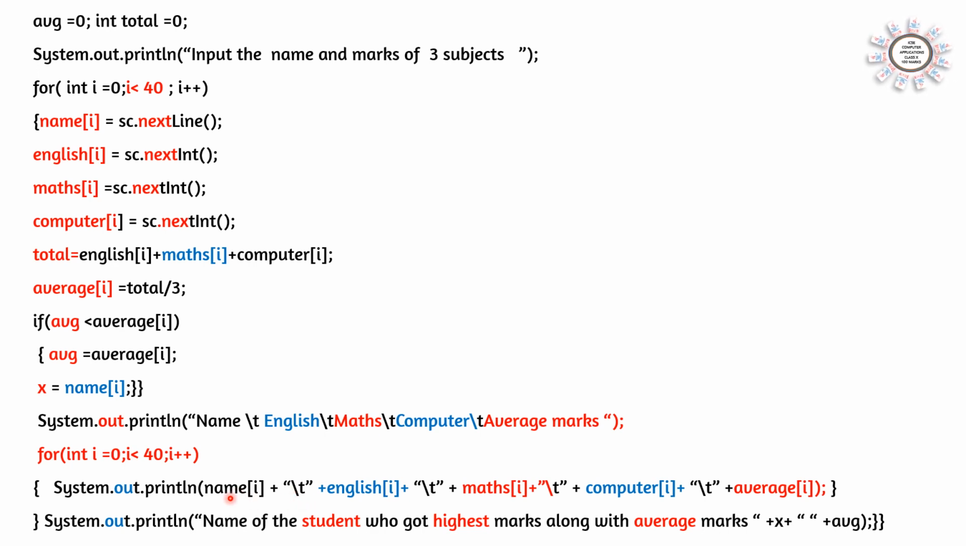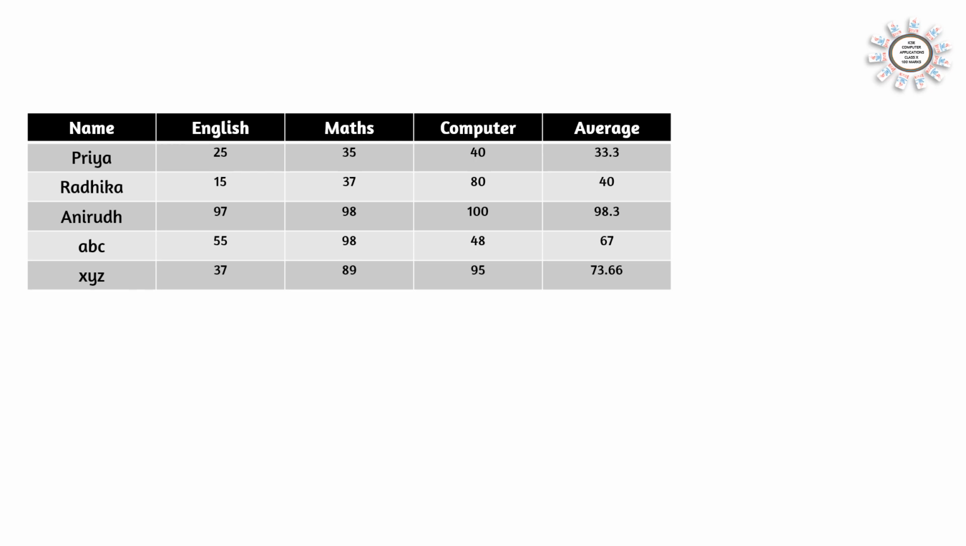Here we are printing the marks, not the variable. Here we are printing the variable, that particular word. So the comma we have put here. And in this case, name[i] + \t + English[i] + \t up to average[i]. So all the 40 students' names and marks we have printed. Close the loop and then print: name of the student who got the highest mark is X and his average mark is AVG.